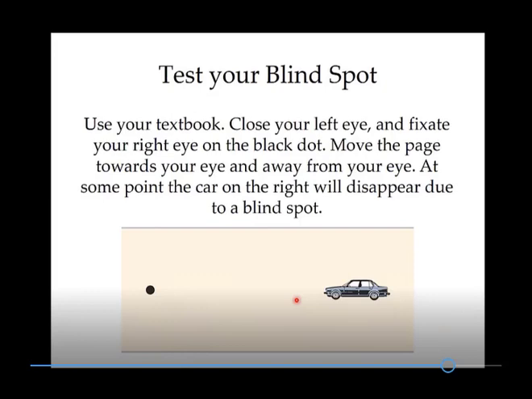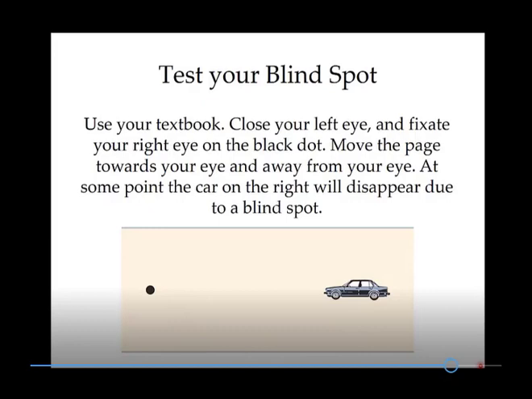As promised, here is a test for your blind spot. Now again, this might be a little hard to do on the computer, and if you are going to do it, you're going to need to pause the screen so you can do it. But what you need to do is cover your eye, and then move your head closer or further away from the computer screen while staring at the black dot. And you'll get to a certain point where you will not see the car anymore.